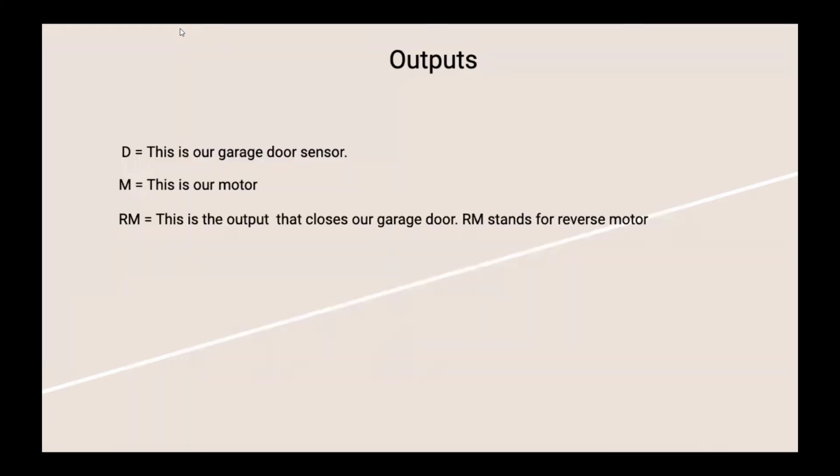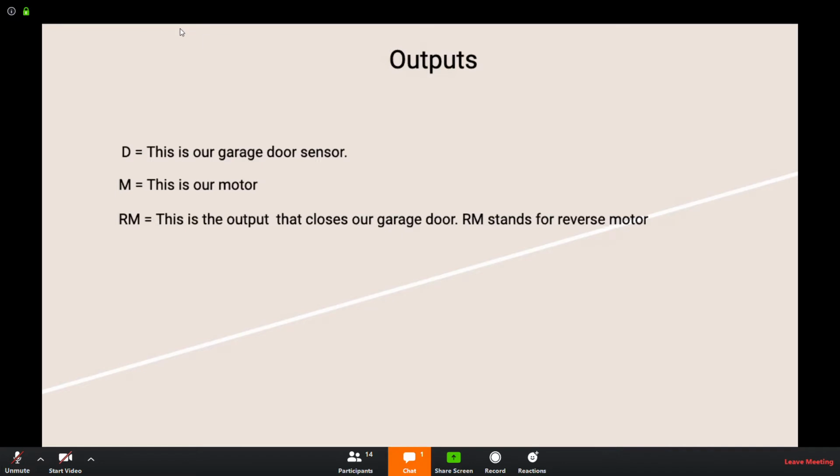Okay, and then our outputs. D is our garage door sensor, M is our motor, and then RM stands for reverse motor, which is when the output closes the garage door.